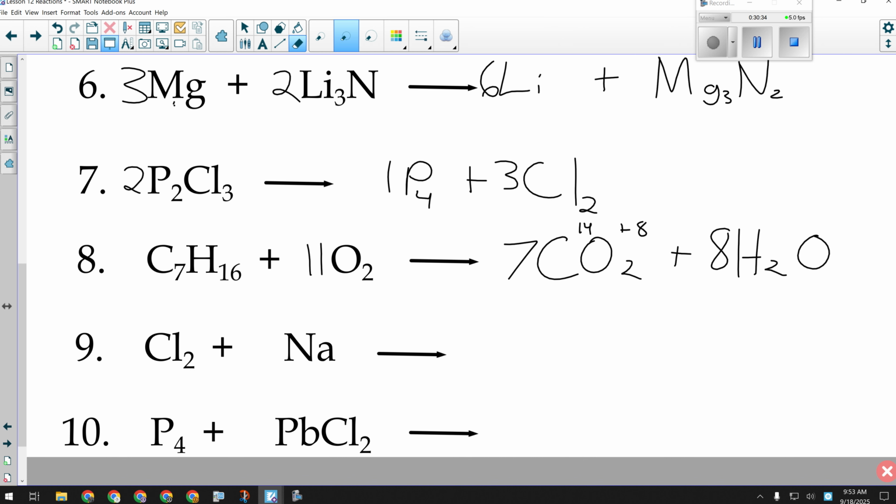Okay, how many people have done number 9? All right, this one can trick people sometimes. What kind of reaction is it? It's synthesis, yeah, it's 2 elements. They're going to form a single compound. What compound? NaCl.